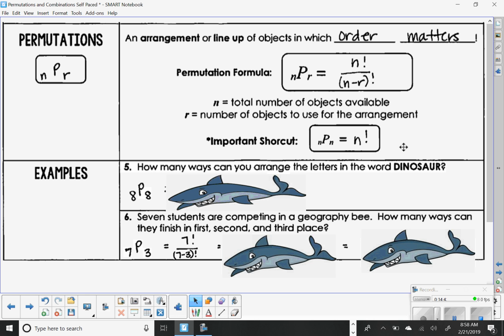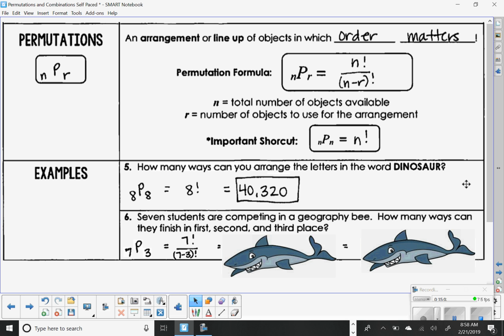The first one, how many ways can you arrange the letters in the word dinosaur? Okay, so you've got 8 letters, and you're going to arrange them in 8 different ways, or you're going to use all 8 letters. Notice that no letter in the word dinosaur repeats. So it's just 8 factorial.